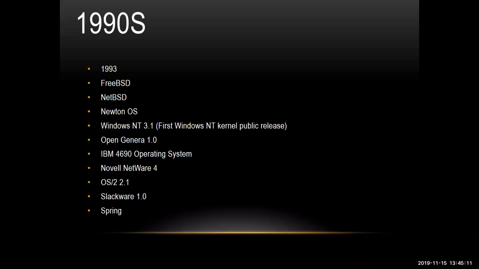from 1993 to 1997. Newton OS was written entirely in C++ and trimmed to be low power consuming and use the available memory efficiently. And then we also had Windows NT 3.1. It is the first Windows NT kernel public release, and it was released on July 27 of 1993.